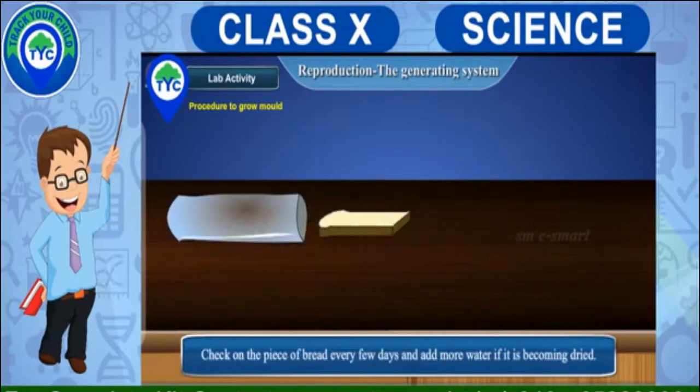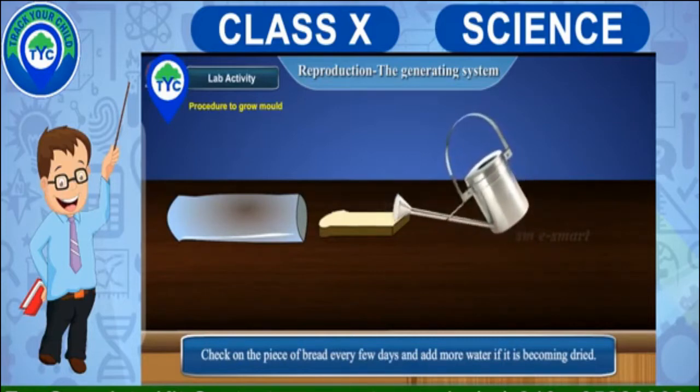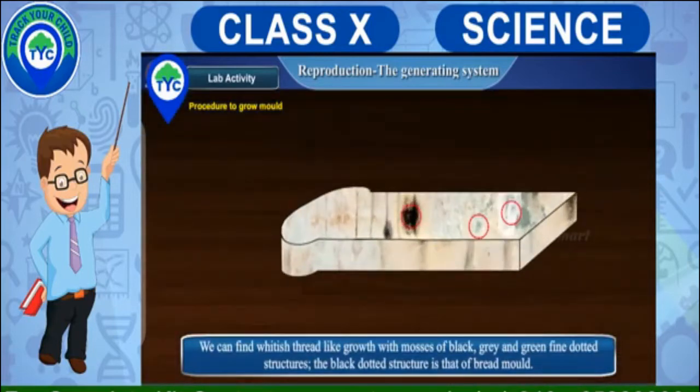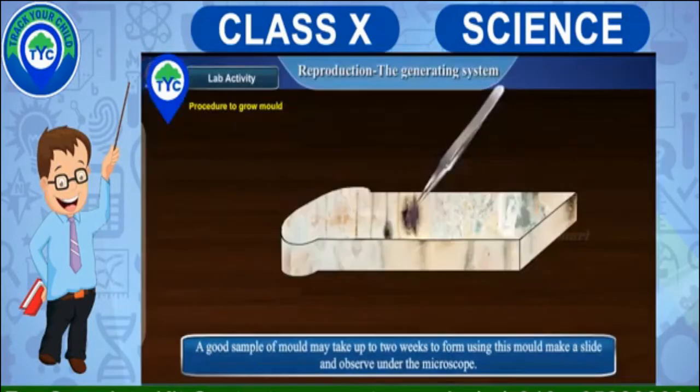Check on the piece of bread every few days and add more water if it is becoming dry. We can find whitish thread-like growth with masses of black, grey and green fine dotted structure. The black dotted structure is that of bread mould. A good sample of mould may take up to 2 weeks to form.